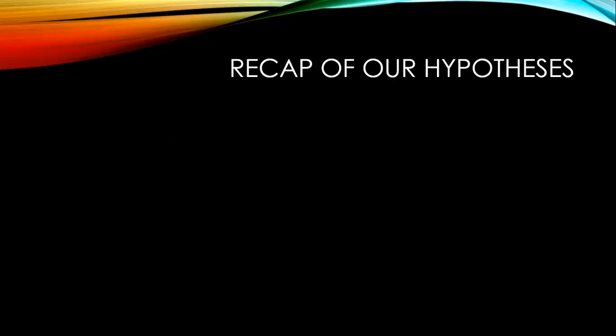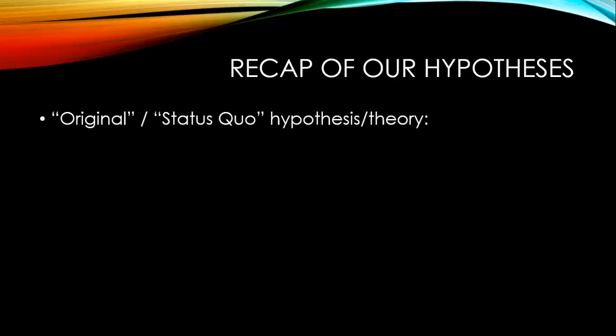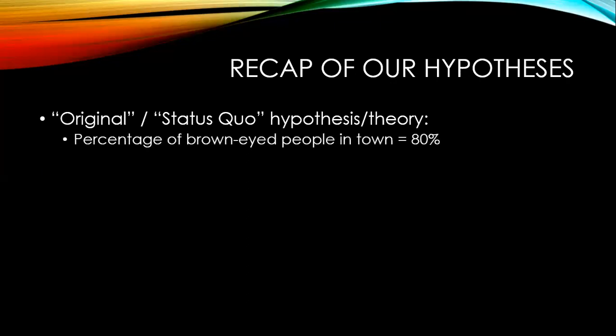Okay, so let's recap the two hypotheses. The key thing in A-level maths and also in university maths and statistics is that you have two hypotheses. You have what we call an original or status quo hypothesis. In this case, this is what we supposed before, that the percentage of people in the town with brown eyes is 80%. That was the original belief, the status quo belief, the original hypothesis before we had any suspicion that it may be different.